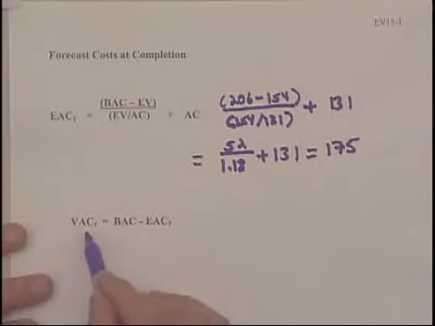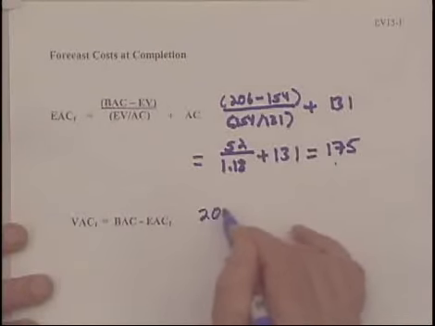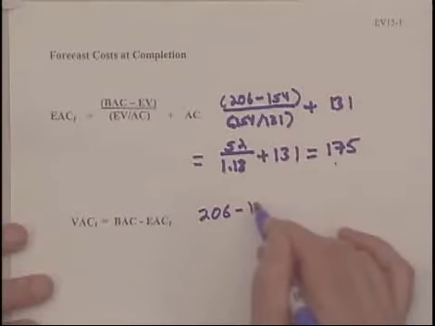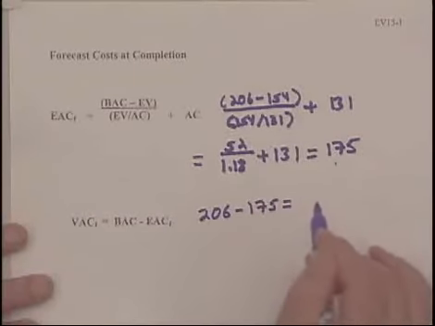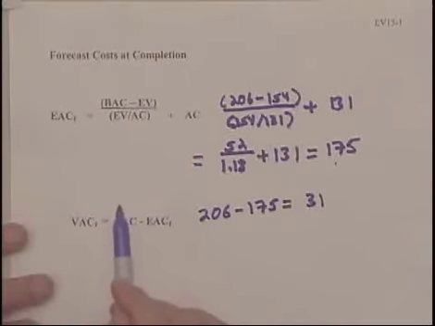So now we want to see how much over or under budget we are. And this is where the variance of completion based on the forecast comes into play. And all that is taking this number and dividing it by how much we expected the project to cost, the BAC, which in this case was 206. 206 minus 175, and that equals 31. So if we continue to get $1.18 on the dollar, we now forecast that we will be $31,000 under budget.